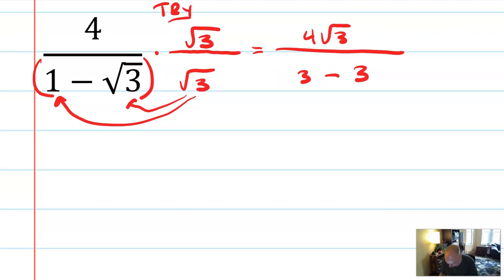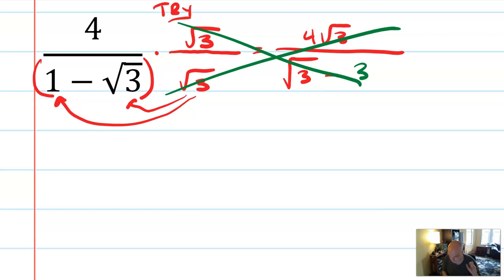Now some people might say, well, Mr. Eck, doesn't this cancel out? No, it doesn't. It's not in both terms. It's not factored out. You're still missing a root out of that second term. So this actually doesn't work at all. You need a better strategy.